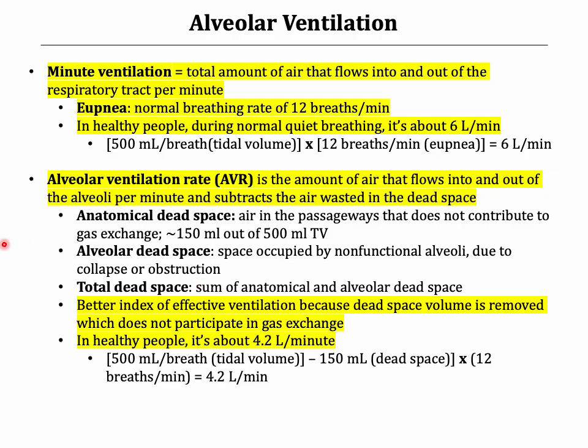Versus the alveolar ventilation rate, this is the amount of air that flows into and out of the alveoli per minute. So it's minute ventilation, but it subtracts the air wasted within the dead space. The dead space is all the bronchioles, all the passageways, or the alveoli that are not involved with gas exchange, right? There's a significant amount of air there that's not transferring oxygen and carbon dioxide. It's just within the bronchi or within the bronchioles.